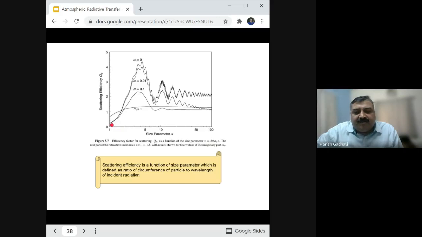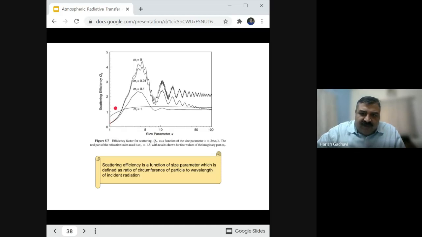So if you take the size parameter on the x-axis, let us say you have a particle of size 0.5 micrometer or 1 nanometer. That is the size of the air molecules. What is the lambda for visible wavelength? It is something around 0.5 micrometer or 500 nanometers. So you can keep the particle size the same and go on increasing the wavelength, and your size parameter will go on decreasing. Or you can keep the wavelength fixed and change the size of the particle. The effect will be the same.